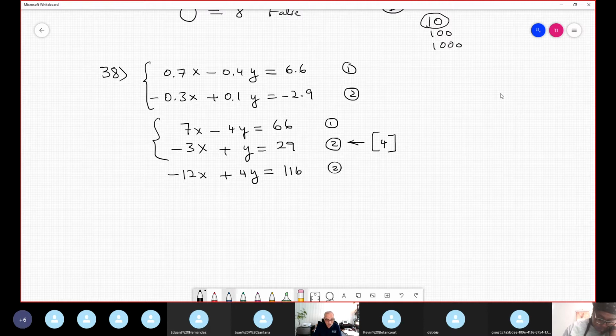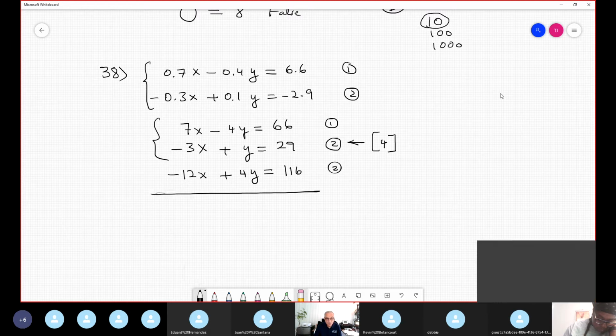This is the equation number 2 equivalent to the original after the multiplication by 4. What is the idea? The idea is clear. This positive 4 and this negative 4 are ready for elimination. We have another possibility, but more complicated. This is the best. Now, by column.